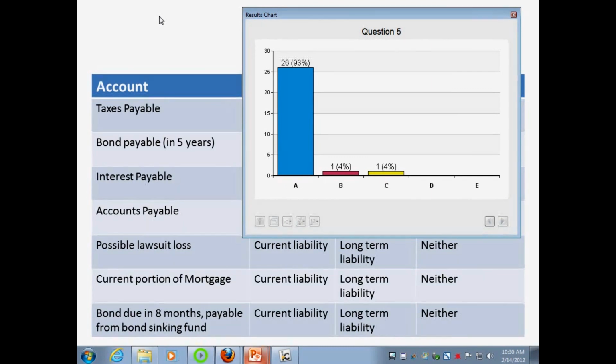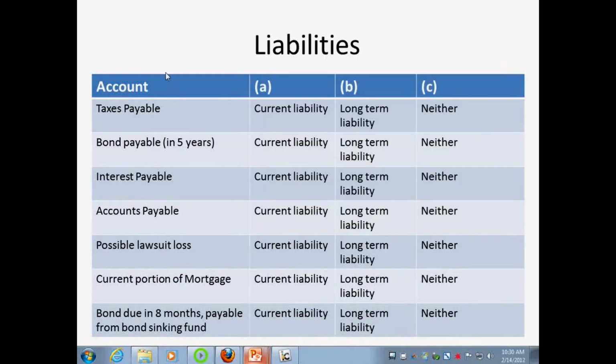Okay, so if there's some incredibly nice supplier who says, hey, we want you to do business with us, we're going to give you free stuff, no payments for a whole year. Great, okay? That doesn't mean you're getting something for nothing. Presumably they're going to charge you for it in the long run, but it's possible that you don't have to make a payment before a year. Typically, accounts payable belongs in the current liability section.